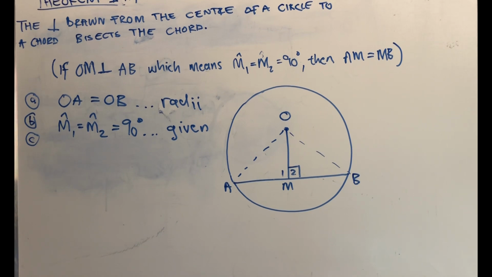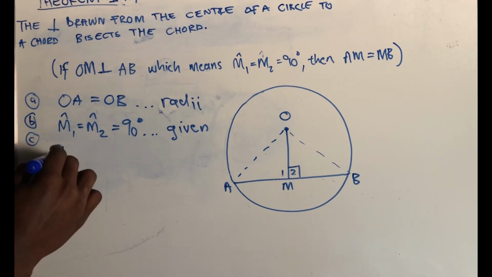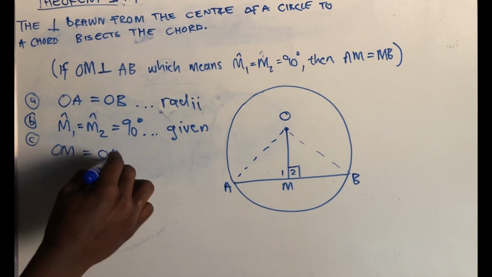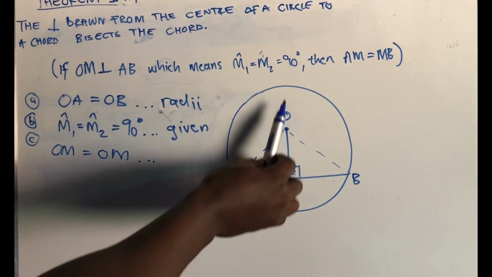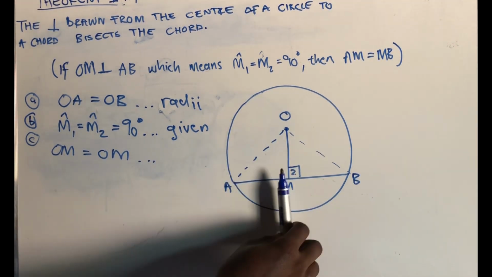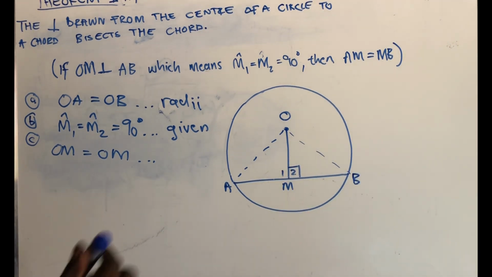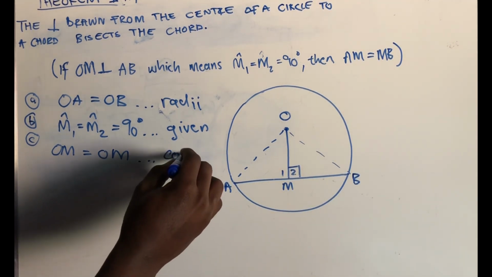And then the third condition, our final condition, will be that OM equals OM. The reason for this: OM is common in both triangles. Can you see that? OM is in this triangle and also in the other triangle. So it's common.